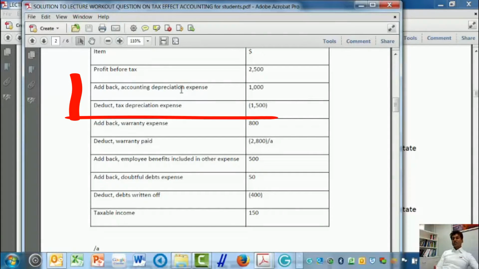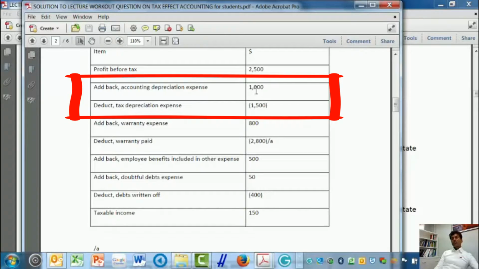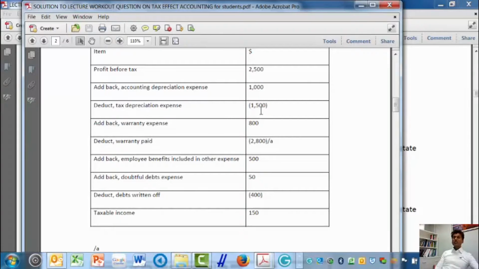Accounting depreciation, not allowed for tax, we put it back. Tax depreciation expense, that's allowed, we deduct. So this is for the 2012 year. We are now looking at the expenses and the revenue, because we are trying to calculate the taxable income, not the deferred taxes. We are calculating the taxable income.